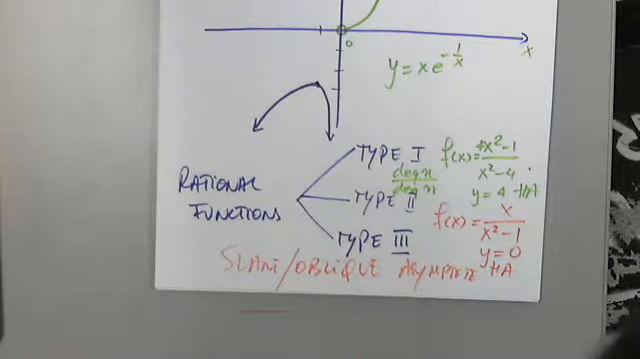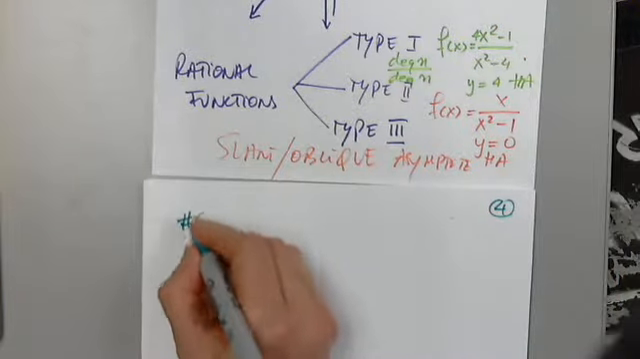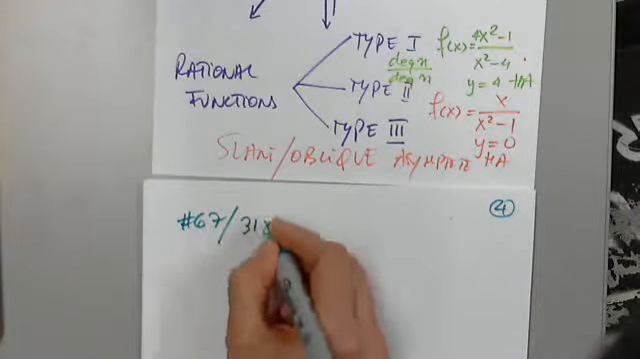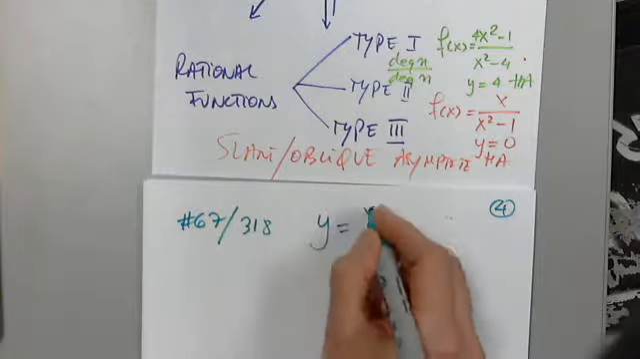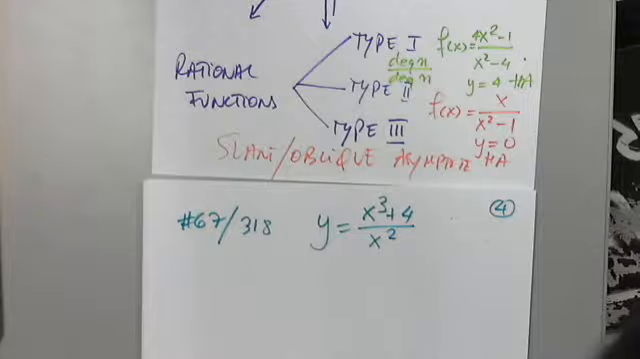And this is the one that I would like to work on right now before we move on to something else. On page 318, if you would like to choose, if not, I will choose. Okay, so let's look at, and this one is easier, by the look of it, 67 on page 318. So y equals x to the third plus 4 divided by x squared.